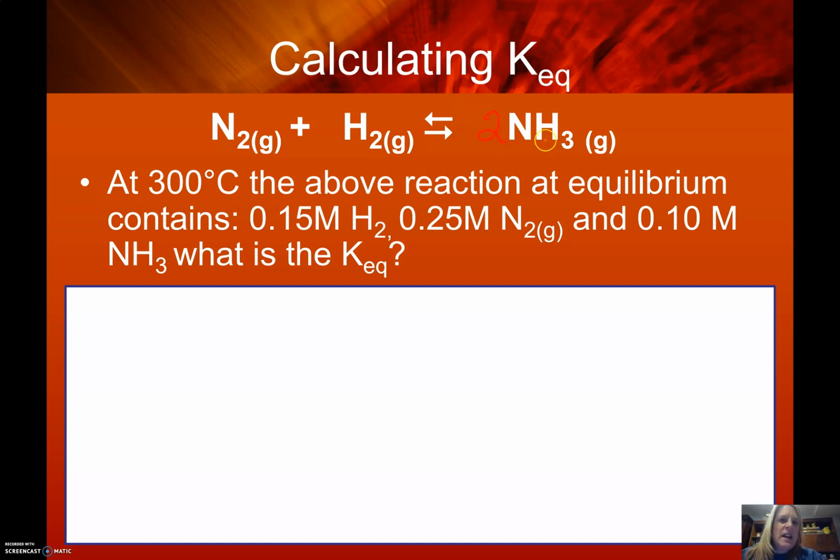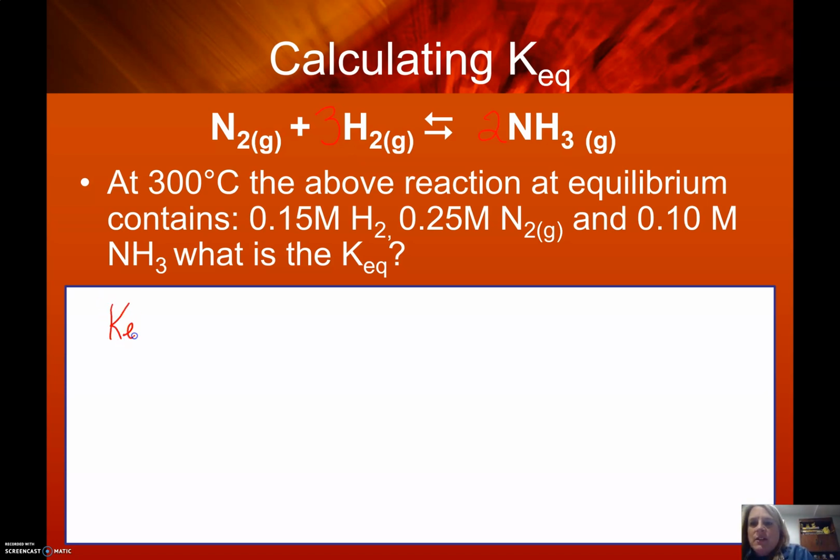When I do that, now I've made 2 times 3 or 6 hydrogens, but I only have 2 over here. So how do I make that 6? I put a 3 in front. All right, now I have 2 nitrogens, 6 hydrogens, 6 hydrogens. Cool. So now we can go and write our KEQ expression.